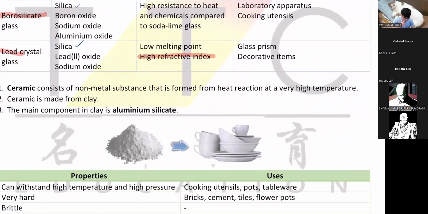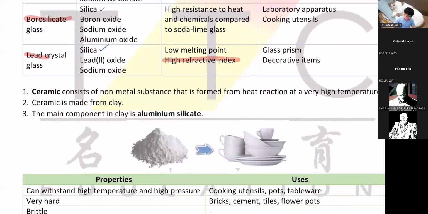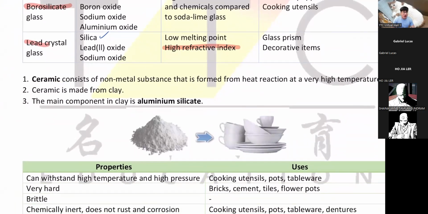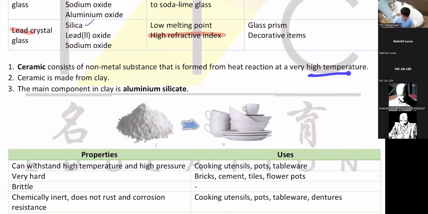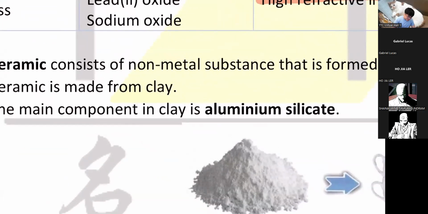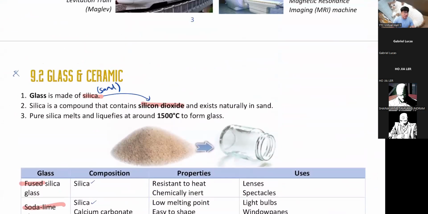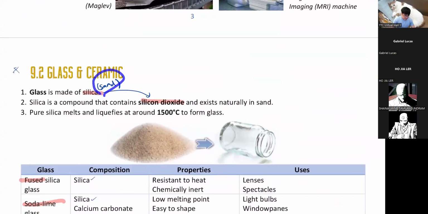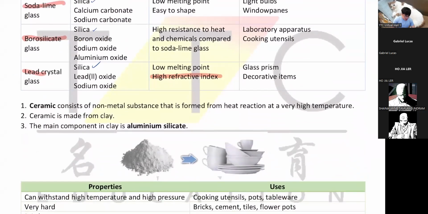All right, since we finished glass, let's talk about ceramic. Ceramic is a little bit different. They're almost the same, but a little bit different. They're also made at very high temperature, same as sand, but they are made from clay. Glass is made from sand, which is silica. But your ceramic is made from clay. Clay is what we call aluminum silicate.